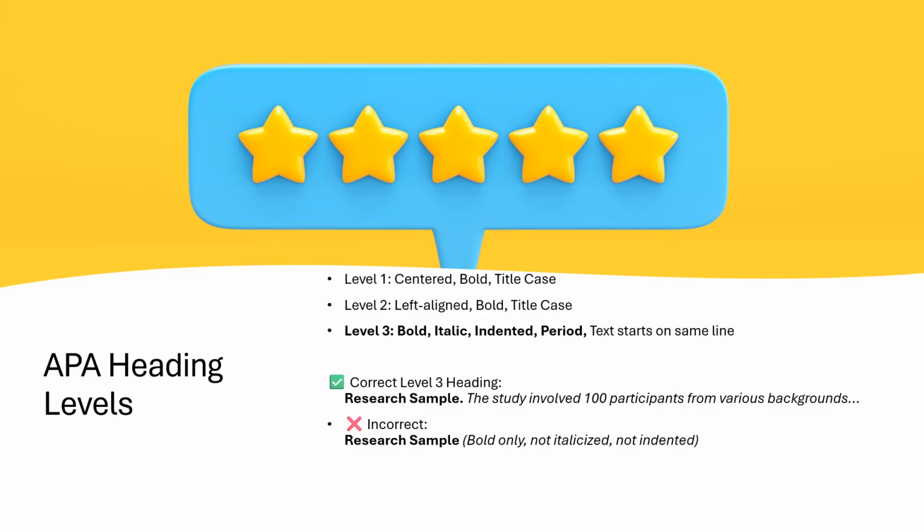Level 3 headings should be bold, italicized, and followed by a period. The text should begin immediately after the period on the same line. Many students incorrectly place level 3 headings on a new line. Remember, heading levels are used for organizing content logically within your paper.